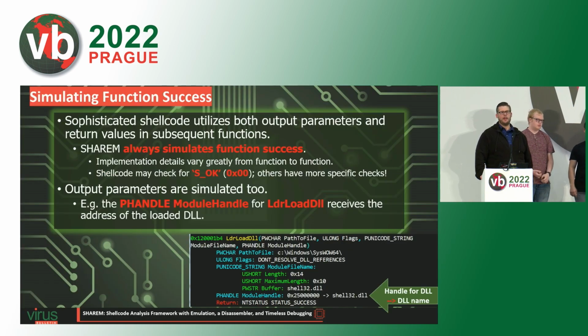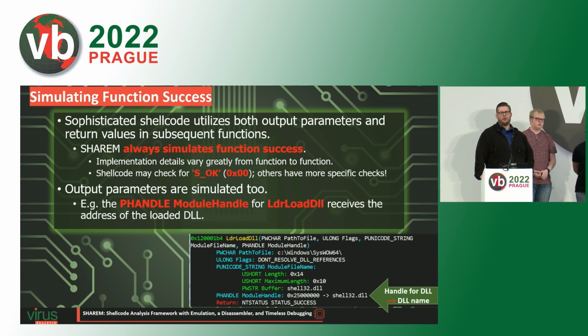Whenever possible, SHAREM endeavors to provide success. So even if the shellcode is supposed to download a particular resource, and that resource is not there, SHAREM will always simulate with every single API a successful result. So S_OK is something that's pretty common, the hex value 00, which will be returned in the EAX register. And so some shellcode will actually go and check to see is 00 present in EAX. If it's not, it may prematurely terminate. So we'll do that, and also much more specific ways of trying to simulate success.